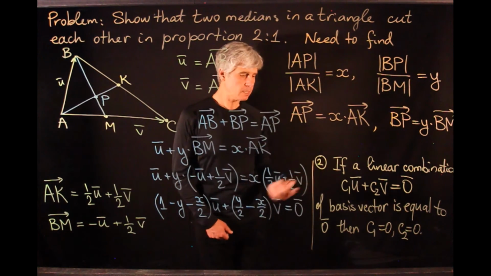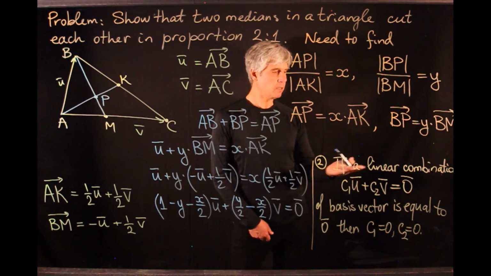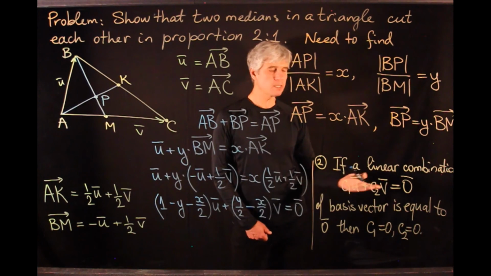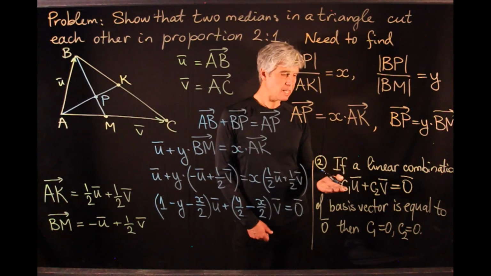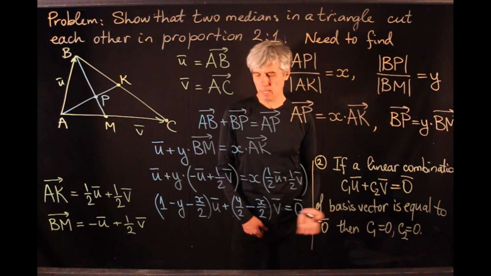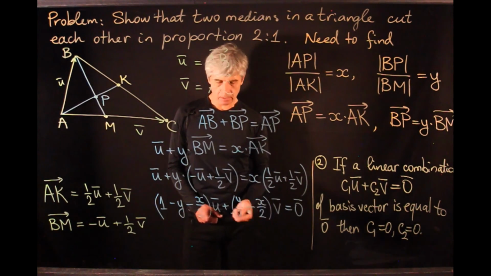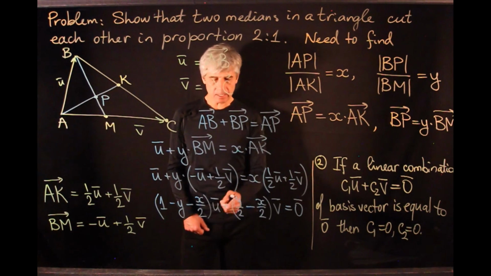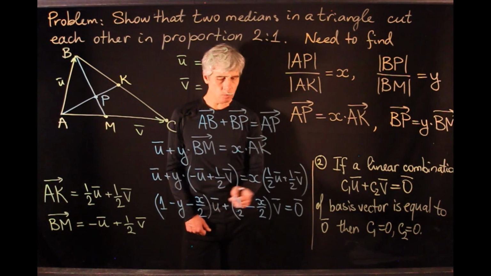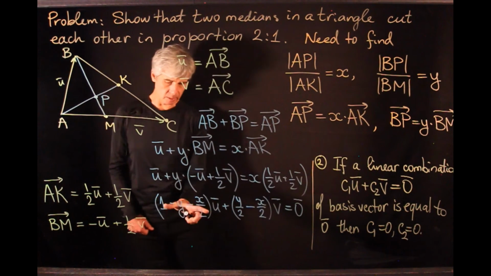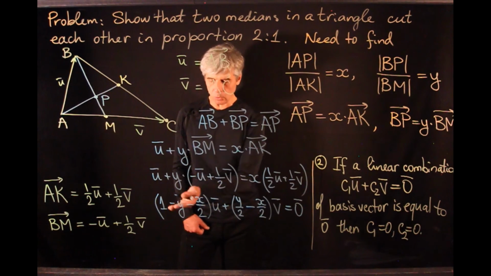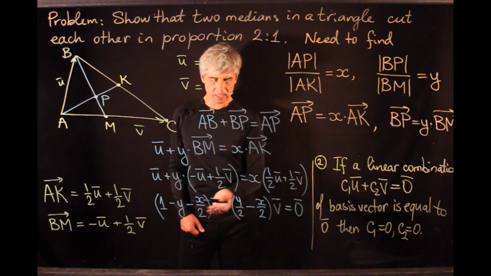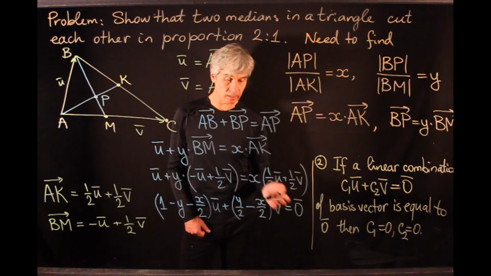But this is the time to invoke the second principle. Here we know that if a linear combination of two basis vectors is equal to a 0 vector, then both scalars in front must be 0. But that's exactly what we have here. On the left, we have a linear combination of two basis vectors, right? These scalars are a little bit complicated, but nonetheless, these are two real numbers here. And this linear combination is equal to the zero vector.